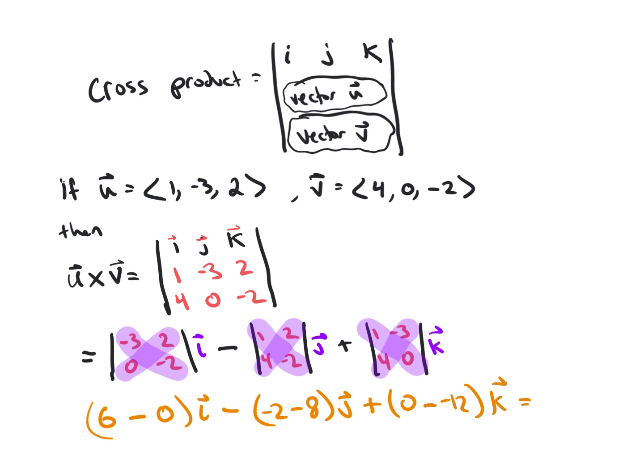And that's going to equal my answer, 6i minus, and that's minus negative 10, so that's going to be plus 10j, and minus negative 12, so that's plus 12k. Or you could say that that's the vector 6, 10, 12.